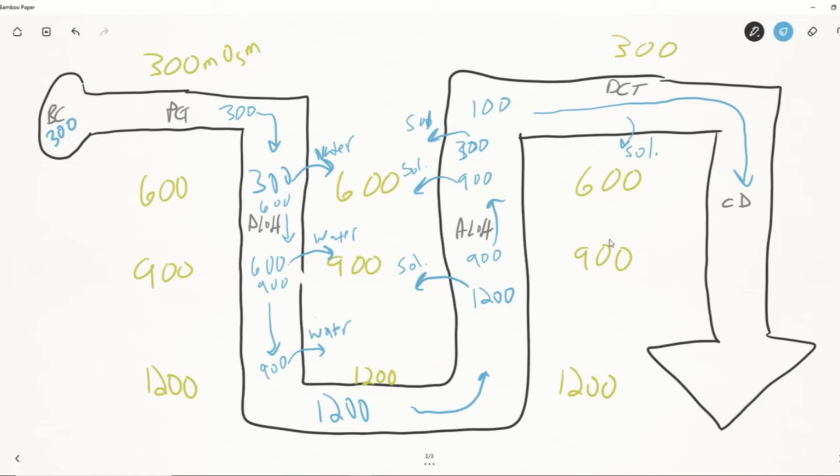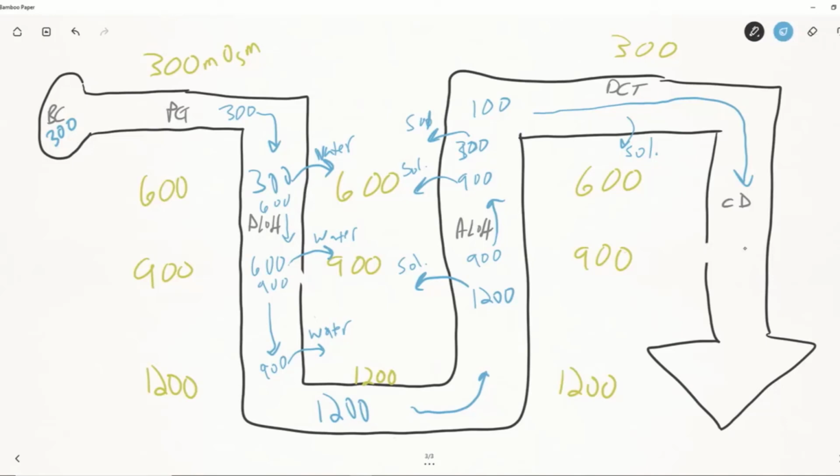And at the same time that we have ADH causing this in the DCT, aldosterone causing this in the DCT, we also have ADH adding in those aquaporins in the collecting duct.